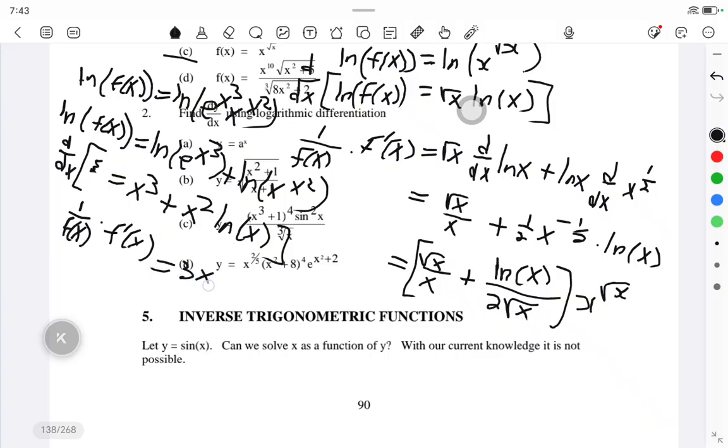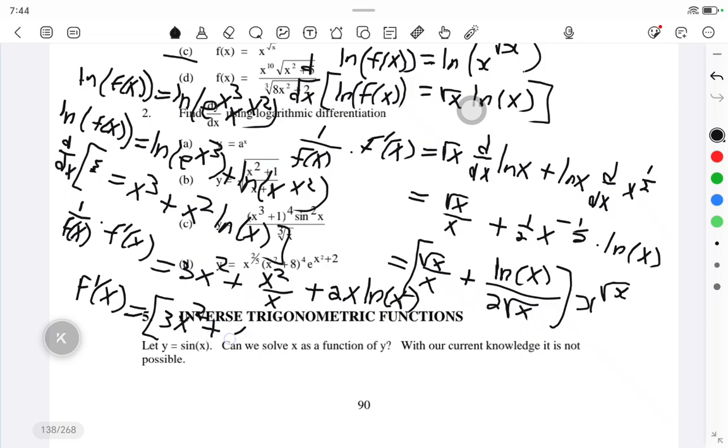I'm going to get 3x squared plus, then I keep one and derive the other here, so I'm just going to keep x squared and derive ln x, I get 1 over x, plus then I keep ln x and derive x squared, and we're just going to get 2x ln x. And then I multiply both sides by f of x. We'll have 3x squared plus x plus 2x ln x.